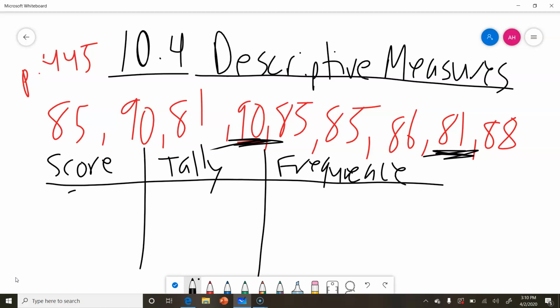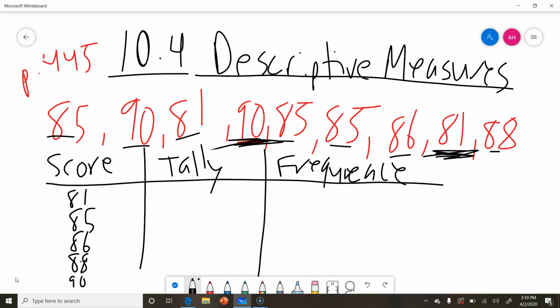So we take our lowest score first, which is 81. It doesn't matter that there's two of them. We only put it once. Then we go up to our next biggest one, which is 85. Then our next biggest, which is 86. Then 88. And then 90. I hope you see where I got those. I just chose each one: 85, 90, 86, and 88.